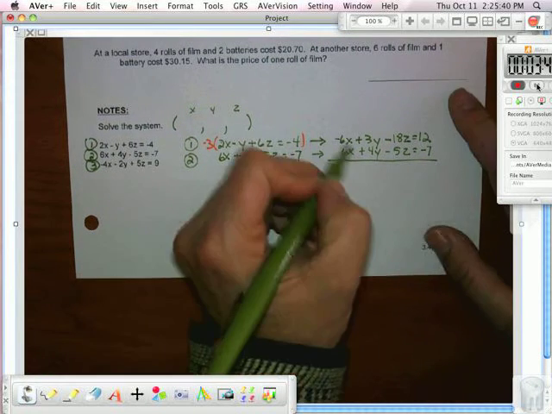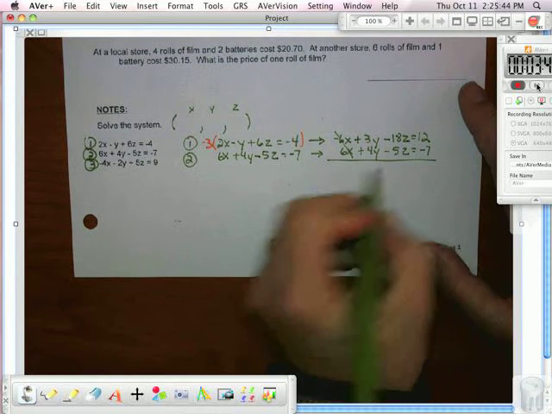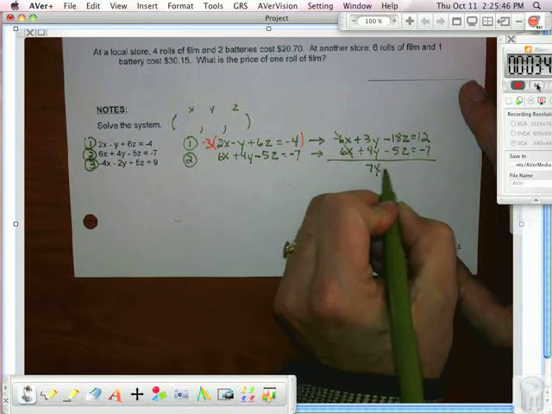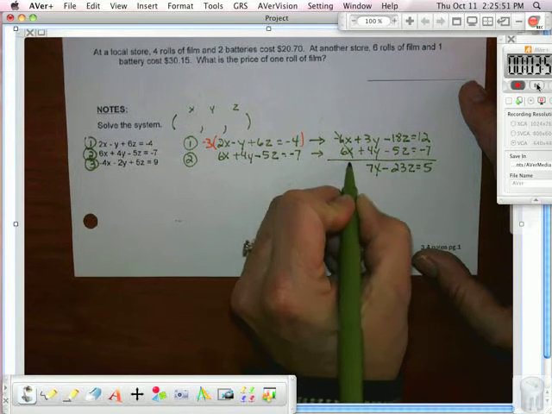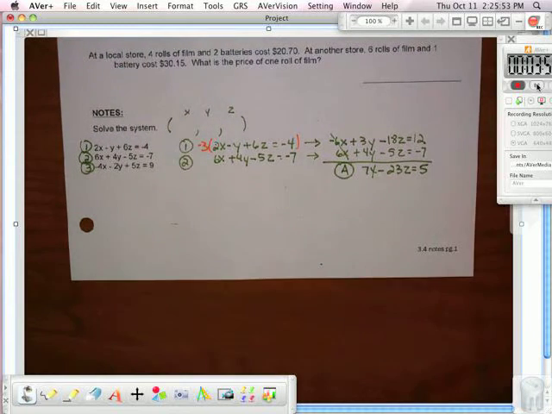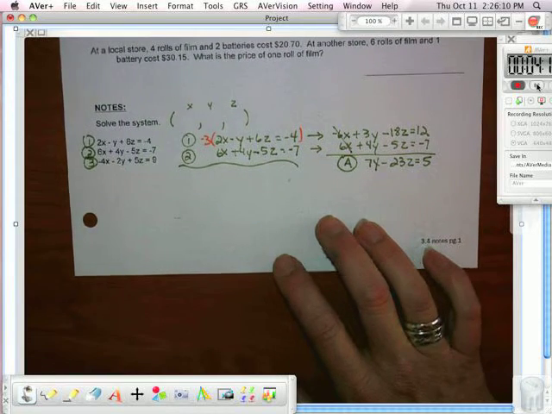Oh, this is going to take forever. Yes, it does. And I told you that. I warned you. 7y minus 23z equals 5. Then I'm going to label that new equation A. Now, I need to go back and pick 2 more equations and eliminate x. Do you have to do this every time? Stop whining, just go with it.